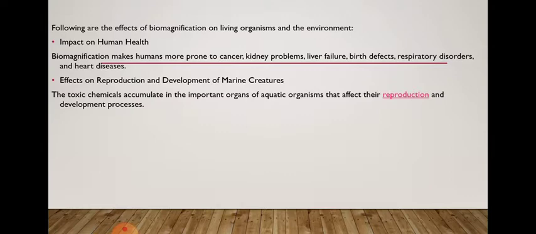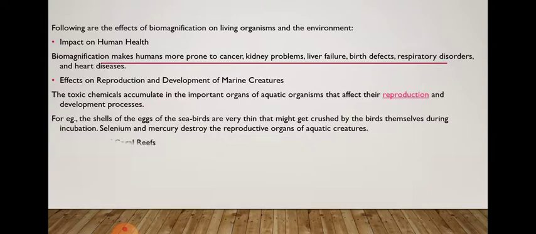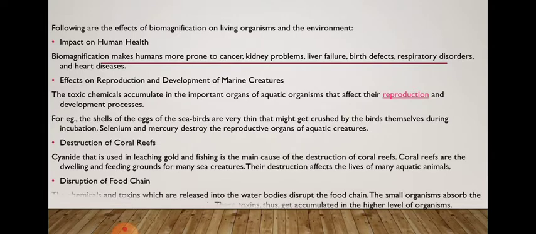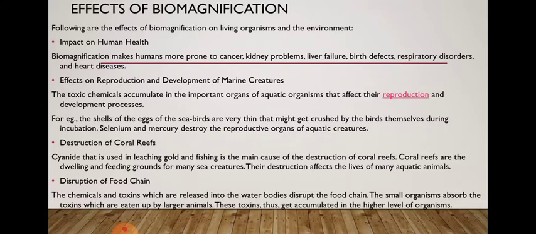For example, the shells of the eggs of the seabirds are very thin and might get crushed by the birds themselves during incubation. Selenium and mercury destroy the reproductive organs of aquatic creatures. Destruction of coral reefs. Cyanide that is used in leaching gold and fishing is the main cause of the destruction of coral reefs. Coral reefs are the dwelling and feeding grounds for many sea creatures. Their destruction affects the lives of many aquatic animals.